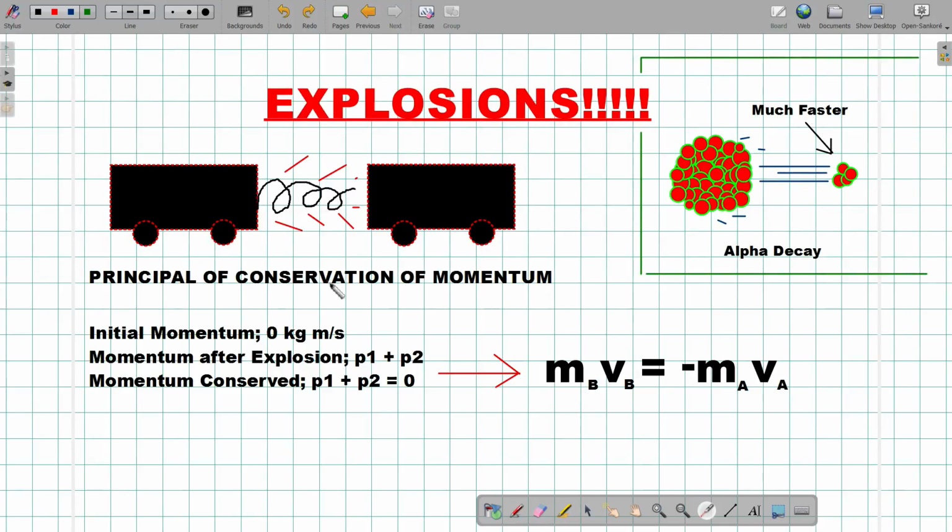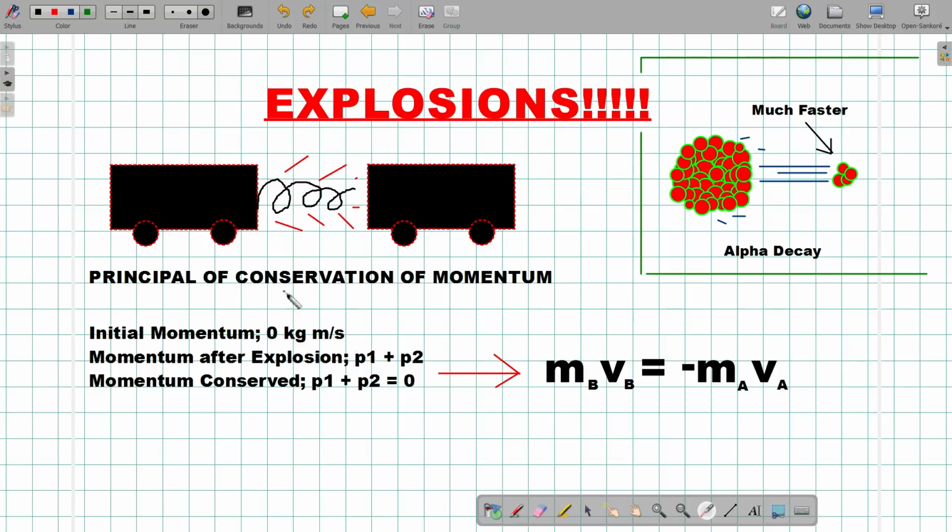And due to the principle of conservation of momentum, the momentum after the explosion is also going to have to be equal to 0. So initial momentum is equal to 0. Momentum after the explosion is going to be the momentum of the first object plus the momentum of the second object. And remember, earlier on we went over that momentum is a vector. And so momentum will be conserved, so P1 plus P2 will have to be equal to 0.